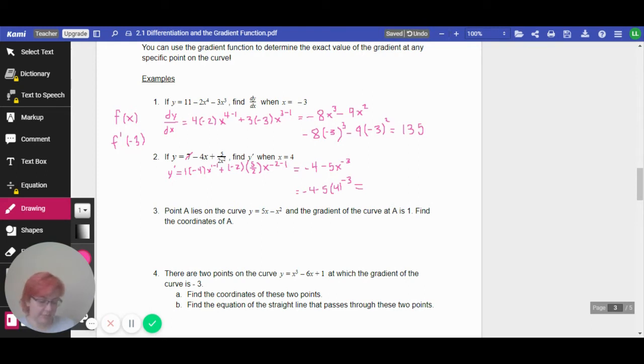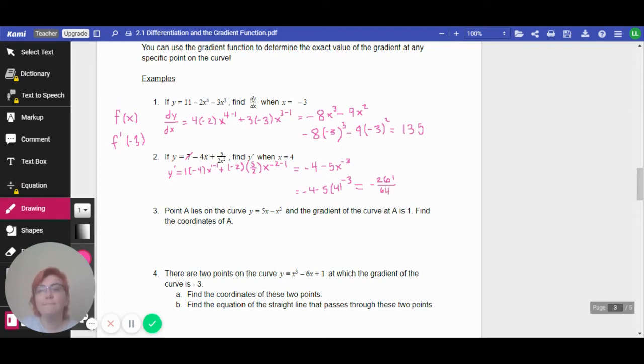And I'm going to evaluate that in my calculator. -4 minus 5 times 4 to the -3. And I get a rather interesting decimal. Don't use decimals that are going to require you to round, because then you're not getting the accurate gradient. So I'm going to write this as the fraction of -261 over 64.